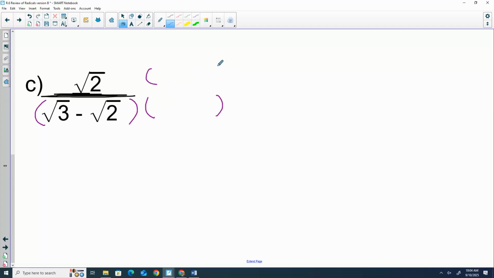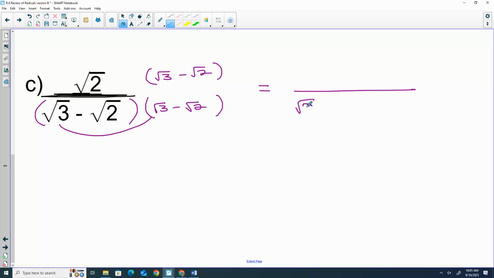Don't write this down yet. What if I just multiplied by the same thing? So don't copy this down yet, just watch for a second. My goal is to cancel the denominators. If I FOIL on the denominator, that gives me square root of 9 minus square root of 6 minus square root of 6 plus the square root of 4. Will that all cancel out?